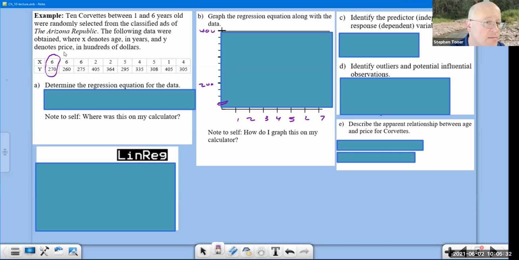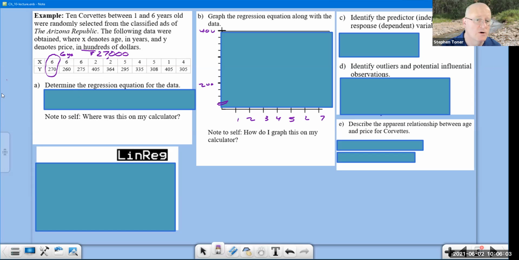Now, I like to always take a look at one of the data values and interpret what they mean. That first one there means I have a car that is 6 years old. Now, the price is not $270, it's 270 hundreds, which means put 2 more zeros on it, and the price on the car is $27,000. So it's sometimes good, especially when you have a unit such as hundreds of dollars, to have that involved in the problem here.